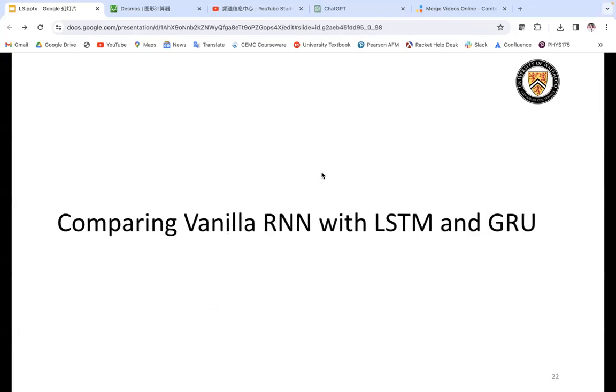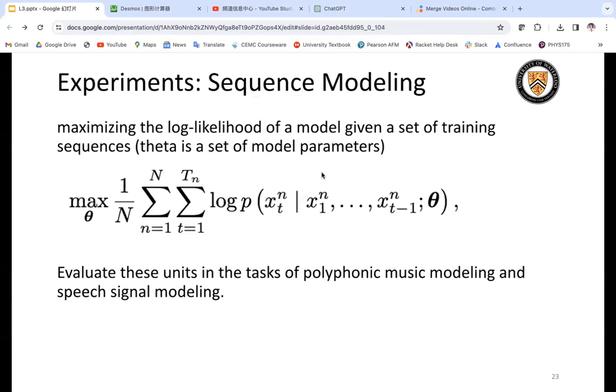Now let's compare vanilla RNN with long short-term memory and gated recurrent units. The experiment we do is called sequence modeling. In this experiment, we are trying to maximize the log likelihood of a model given a set of training sequences. And here theta is a set of model parameters.